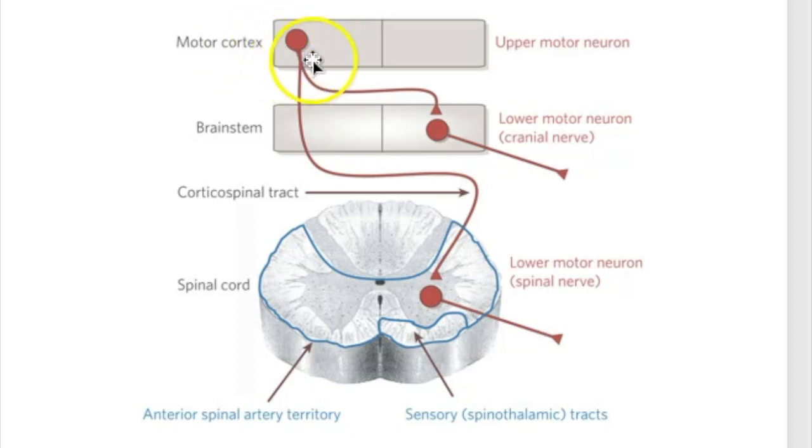The upper motor neuron sometimes originates in the cerebral cortex and sometimes in the brainstem. It's going to synapse with a lower motor neuron who has its neuron cell body either in the brainstem or in the spinal cord. That lower motor neuron is then going to send information out into the peripheral nervous system, where it will synapse with the effector structure, whatever that happens to be.